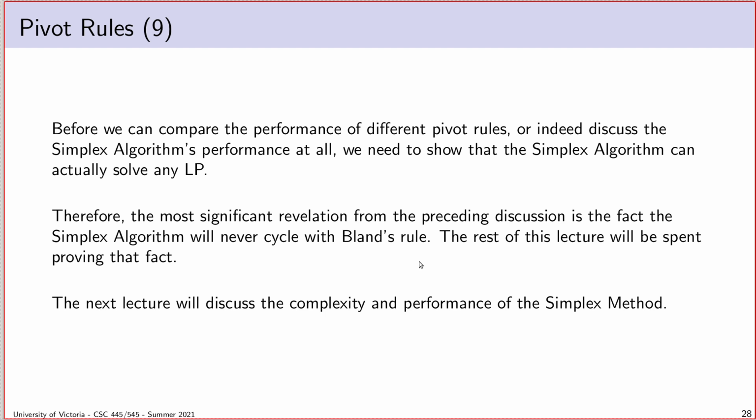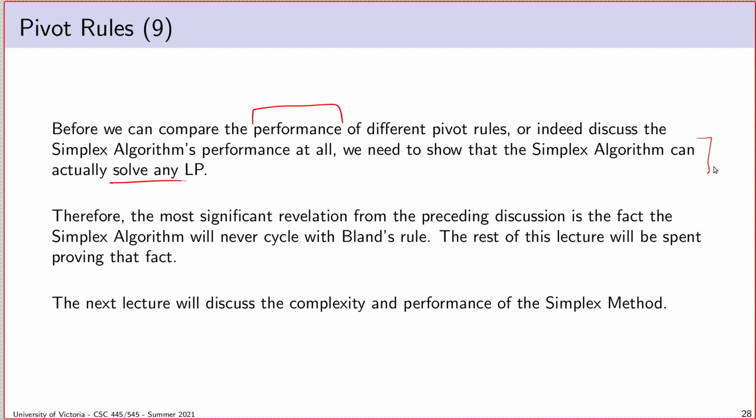Before we can compare them, before we can talk about actual performance, in terms of exponential versus linear versus polynomial, we first have to actually prove that the algorithm works. We have to prove that it can solve any linear program. So the next lecture will talk about performance. The rest of this lecture will talk about putting this last piece in place, demonstrating that the algorithm actually works. The way we will do that is we will prove that if we choose Bland's rule as our pivot selection rule, then the algorithm will never cycle.